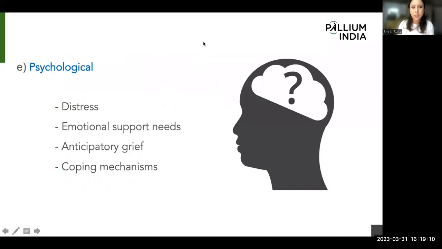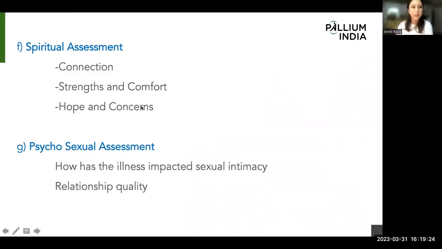Psychological, you have to assess for distress, emotion, support needs, anticipatory grief, and coping mechanisms. I'm not going to spend a lot of time on this right now because we're going to do a whole session on psychological and mental health in palliative care. So we are not going to spend too much time here at the moment.